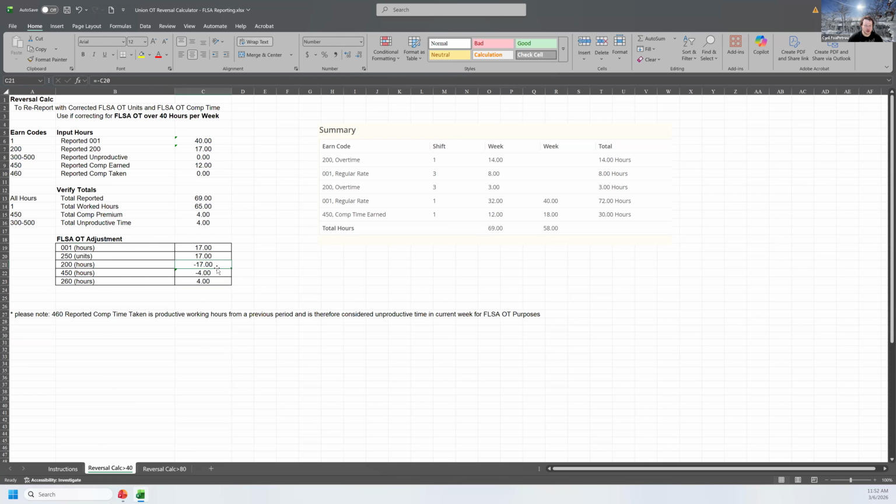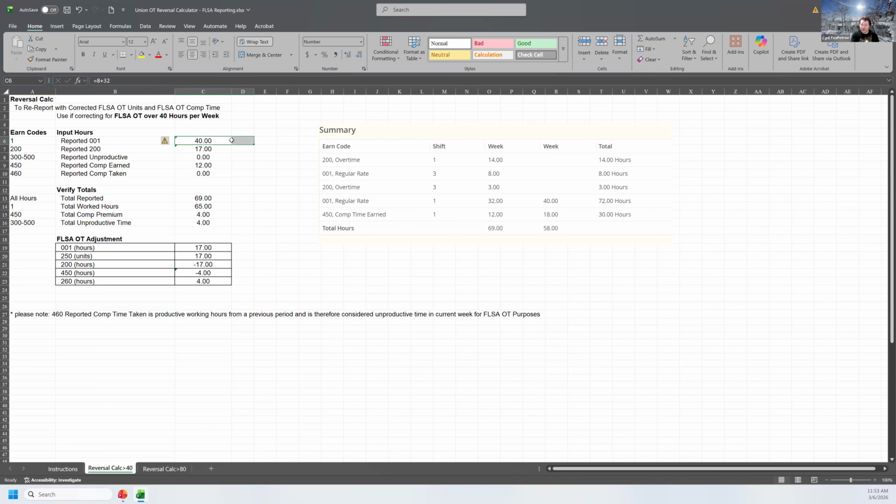It says I should move all of my reported hours under 200, which was 17. These all need to go back to 001 at straight time. And then I also need to include 17.250 units, which is at that half premium. Why all 17? Well, yes, because you already worked 40 productive hours, so anything over that is FLSA.